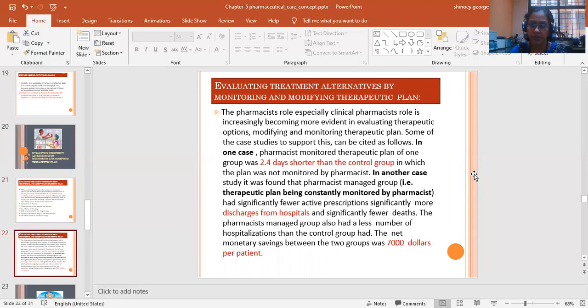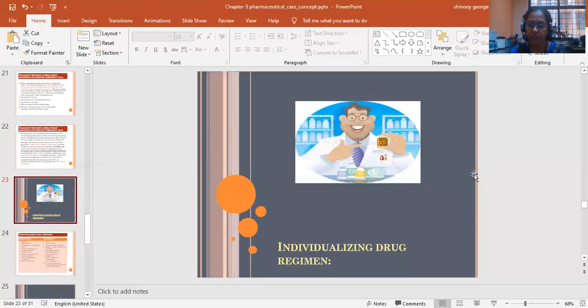So it has been seen that when we are modifying the treatment plan, this kind of modification helps in reducing the particular conditions or the duration of stay in the hospital as compared to those kind of treatment where modification has not been made. So there are many case studies which indicate that if modification of therapeutic plan is made for the patient and if pharmacist is regularly monitoring that patient, the hospitalization duration has been reduced.